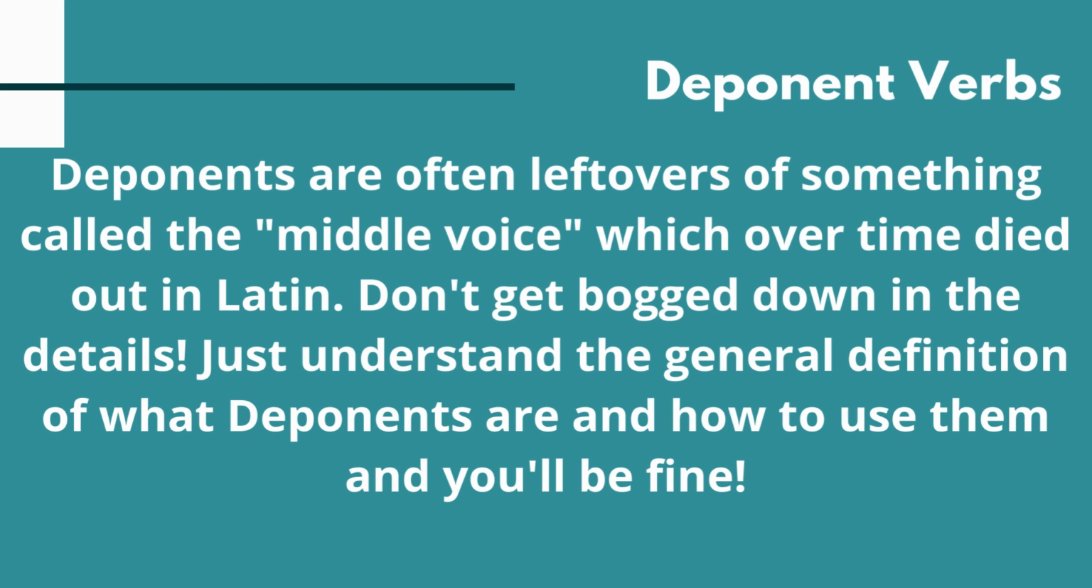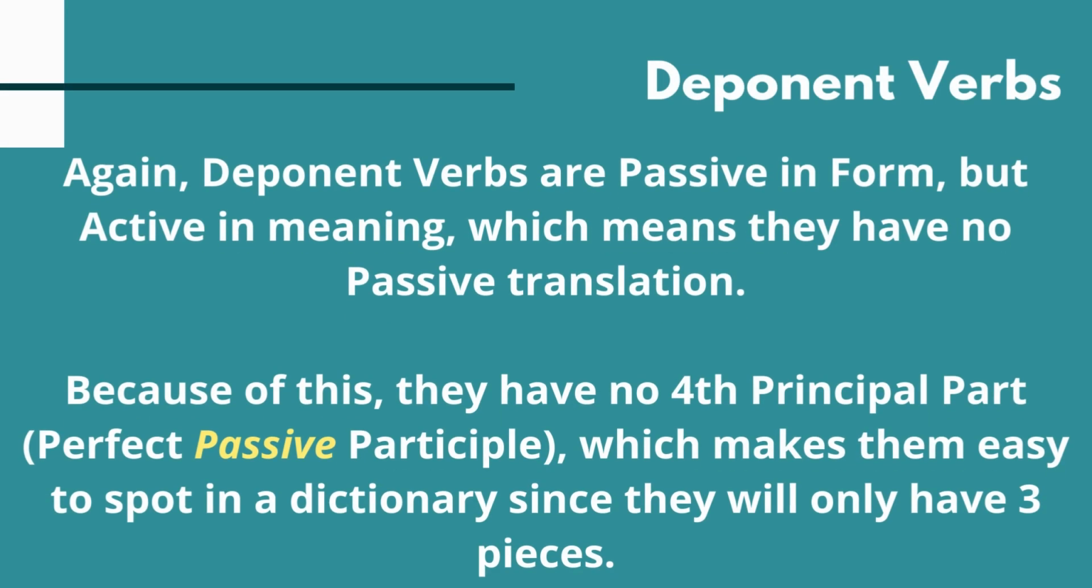It's good to know, but I'd rather you don't get bogged down in all that. All you want to know is the general definition. Deponents are passive verbs. They look passive, but we translate them actively. So they're sort of a hybrid between active and passive. That's all you really need to know.